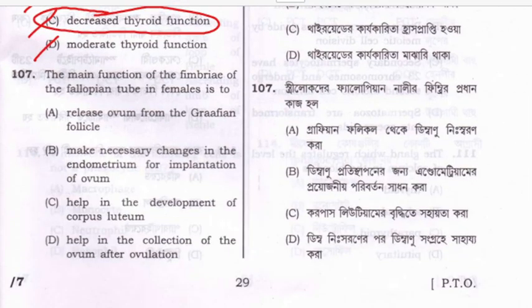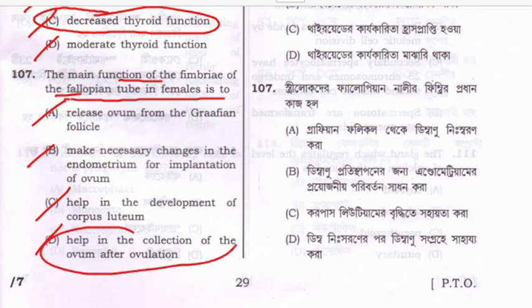Next is, the main function of the fimbriae of the fallopian tube in the female is to release ovum from the Graafian follicle, make necessary changes in the endometrium for implantation of ovum, help in the development of corpus luteum, or help in the collection of the ovum after ovulation. So the fimbriae of the fallopian tube, that is the infundibulum, help in the collection of the ovum after ovulation. So D is correct.